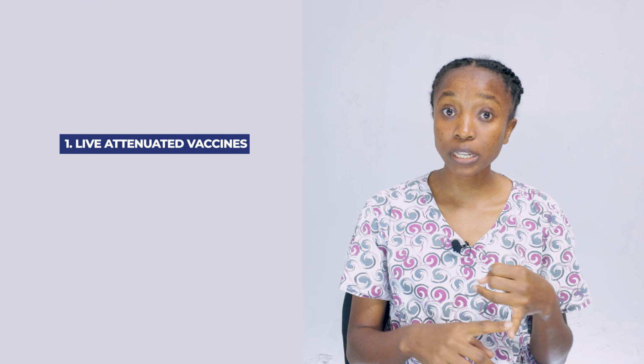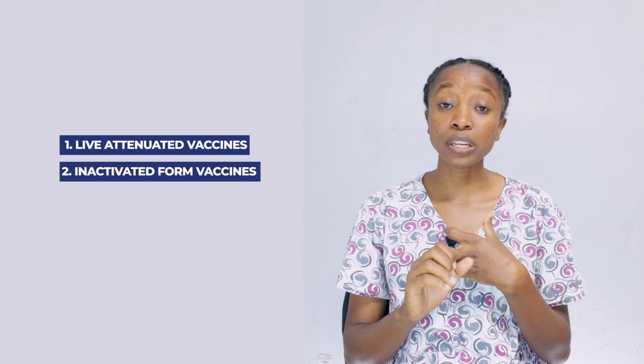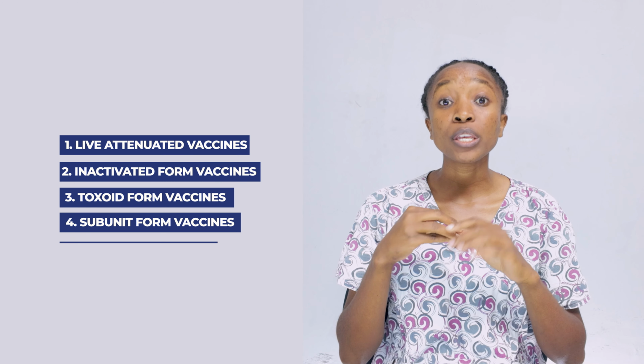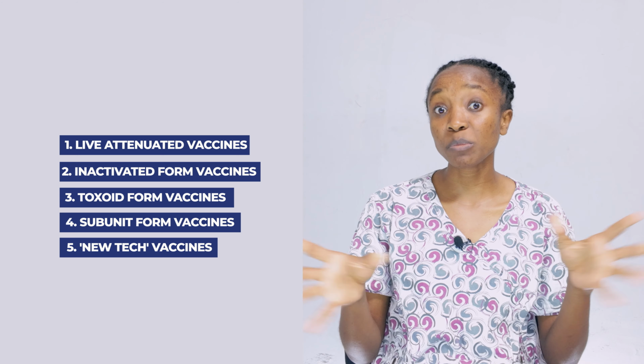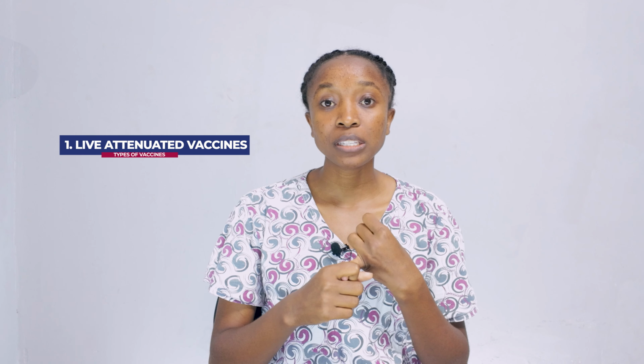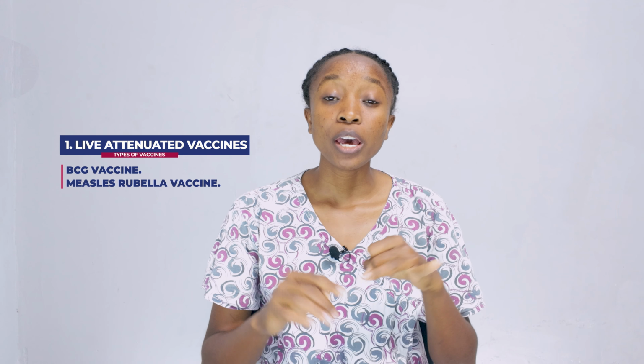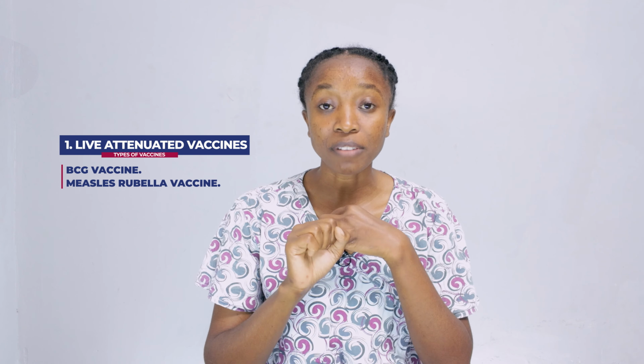So the types of vaccines can be live attenuated, inactivated, in toxoid forms, in a subunit form, or the new technology that has come in which has not yet been integrated into the Kenyan system. So when you talk about live attenuated vaccines, the germ has been introduced in its live form, but it's been weakened. An example of this kind of vaccine is the BCG vaccine and also the measles rubella vaccine.